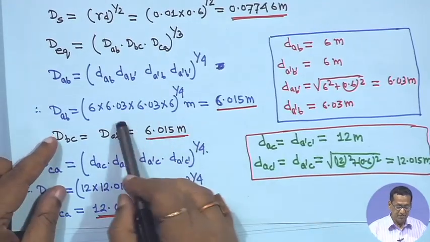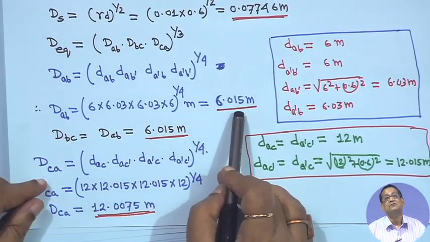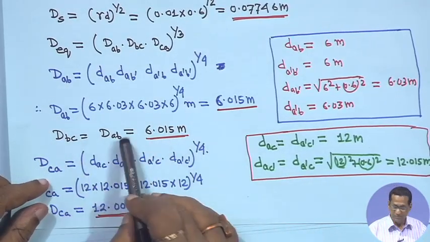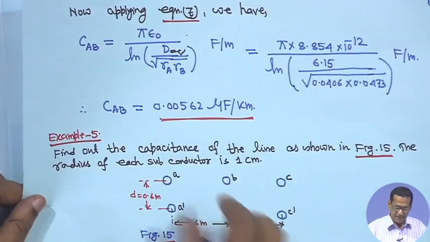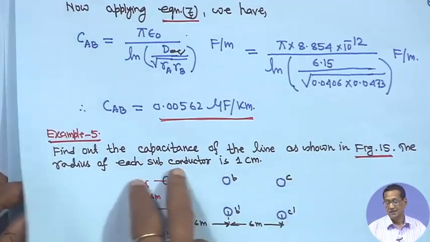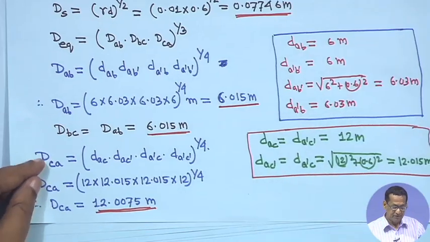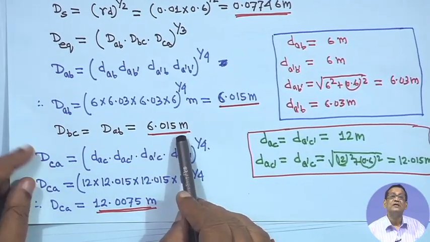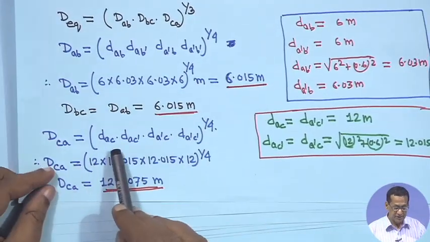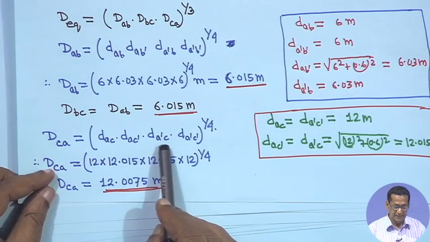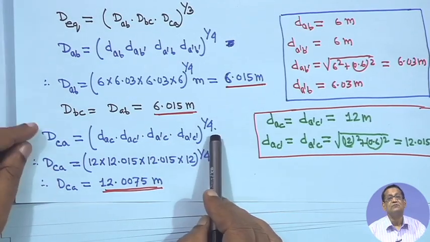Therefore, DAB you calculate, it will become 6.015 meter, and from the symmetry DAB is equal to DBC, right. So, it is same, 6.015 meter. Only DCA you have to calculate, (DAC into DAC dash into DA dash C into DA dash C dash) to the power 1 by 4, all combinations.